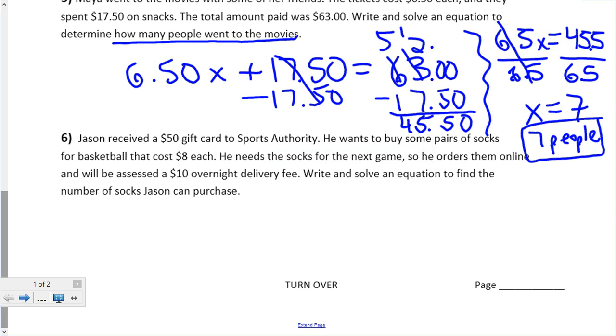Okay, now we have an example about Jason. So Jason got a gift card that cost $50. And then he went to Sports Authority and he bought some pairs of socks that cost $8 each. So he bought more than one. He needs the socks in the next game, and he also will get a $10 overnight fee because he needs them for tomorrow. They aren't in the store, so they have to mail it.